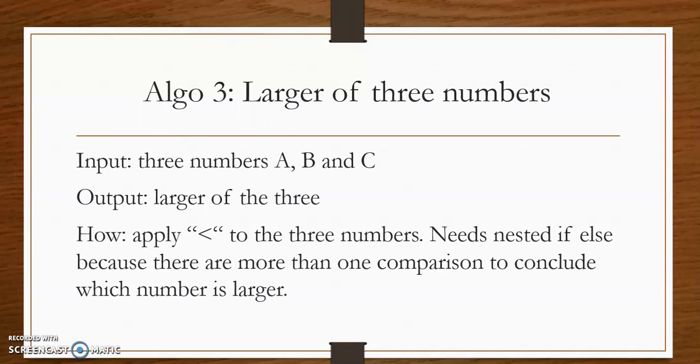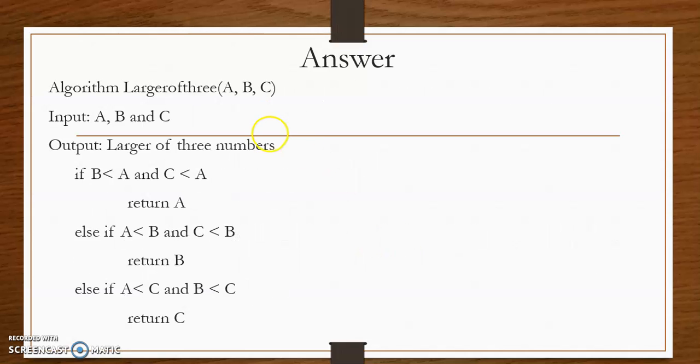Coming to the third example, which is the largest of three numbers. Again, the input will be the three numbers. The output will be the largest value out of the three numbers. Now, how to apply the less than symbol to three numbers? We need nested if to do it. So, let us see how we will be doing it. We have the algorithm Larger of 3, A, B, C. Three numbers are there, and the output will be the largest value. And how do we calculate?